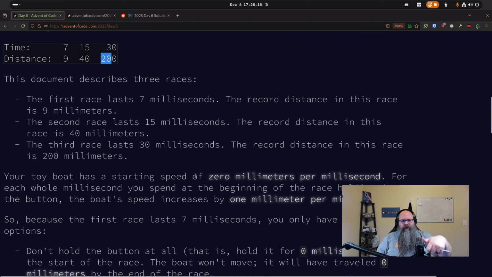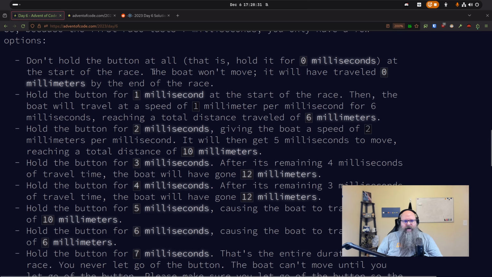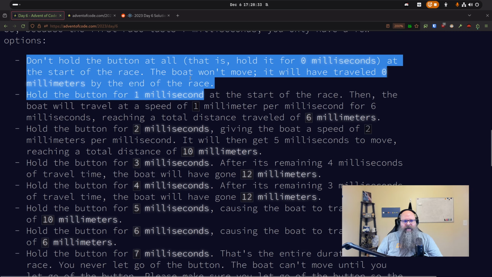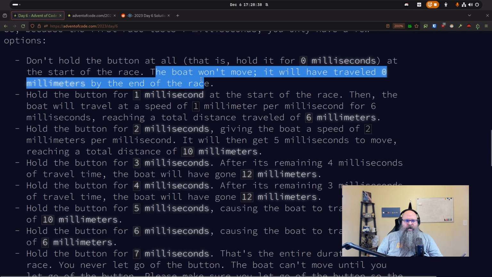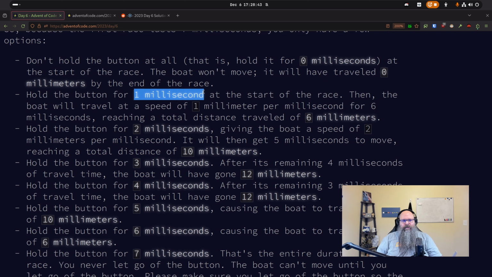you use a toy boat that you push a button, and that kind of winds it up, and then you let it go. And the idea is for every millisecond you hold the button down, your boat goes 1 millimeter per millisecond faster. So if you hold it down for 0 milliseconds, it won't go anywhere, and that'll be the end of the race. If the first race was 7 and you hold it down for 1 millisecond, you now are going 1 millimeter per millisecond for 6 milliseconds. And you can only push it down once.